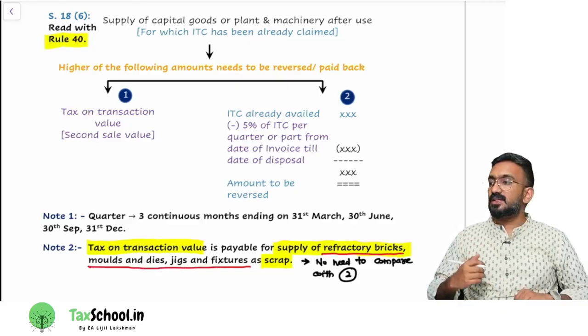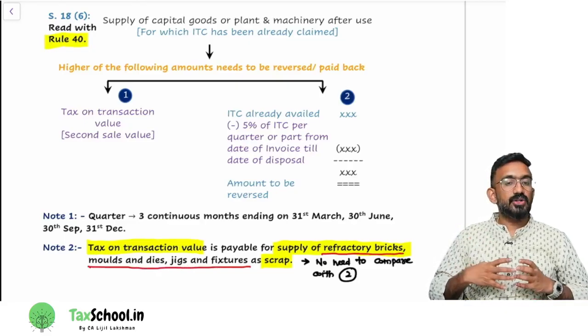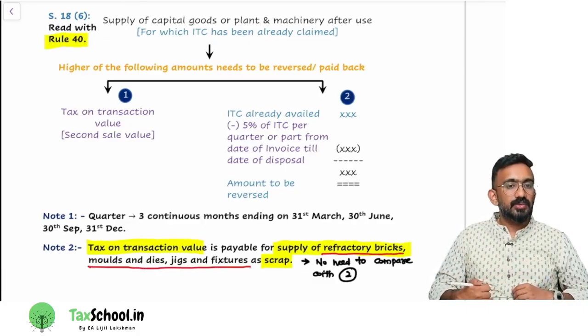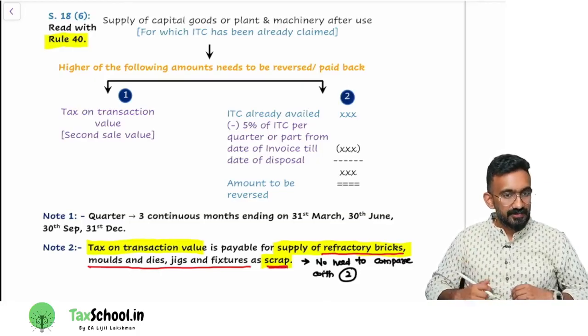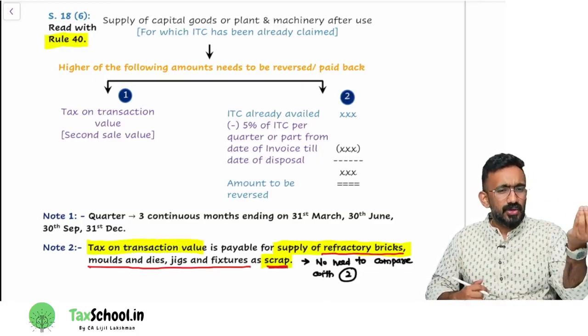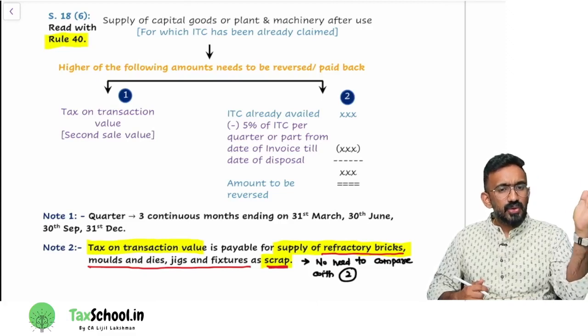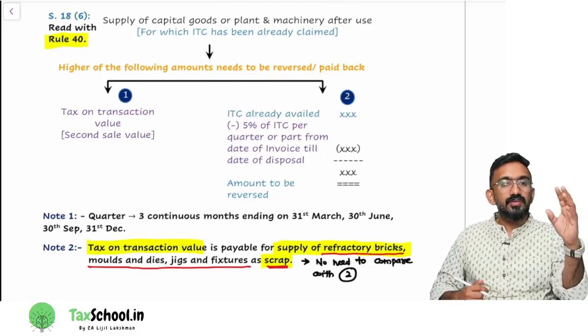In such cases, suppose this product is not usable after 1 year, what will you do? You will sell it off as what? Scrap, because it is fully utilized. So if you are selling it as scrap, you will get a very small amount, right? Because you are selling it as scrap. So your tax on the second-hand sale value of scrap will always be lower. But you have to reverse 80% of credit.